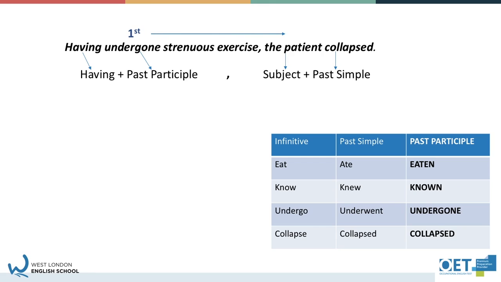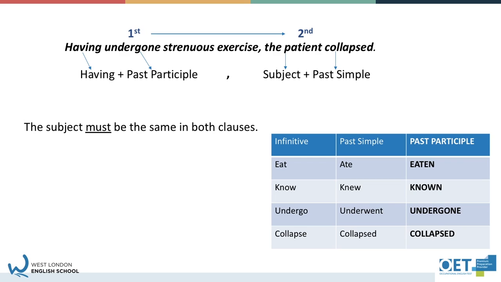As I said before, the having clause always happens first, and then the second clause with the past simple happens afterwards. And they're very closely related, these 2 clauses. The subject must be the same in both clauses. So you can see in the having clause, we don't actually state the subject. It's not until you read the second clause do you know who or what the subject is. In this example, you can see the subject is the patient. So having undergone strenuous exercise, I mean the patient. The patient underwent strenuous exercise, and then the patient collapsed.